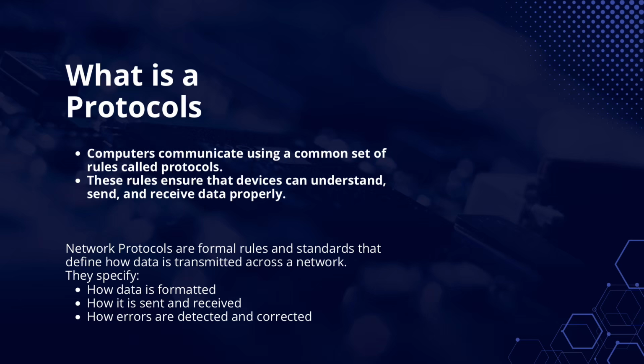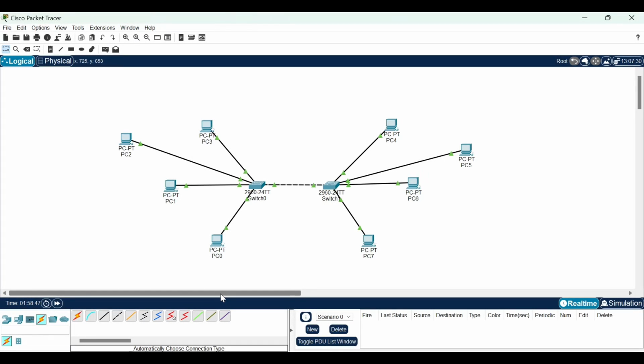Another definition of protocols: network protocols are formal rules and standards that define how data is transmitted across a network. They specify how data is formatted, how it is sent and received, and how errors are detected and corrected. Think of a protocol as traffic rules for the internet. They control how messages move from one device to another to avoid confusion or data loss.